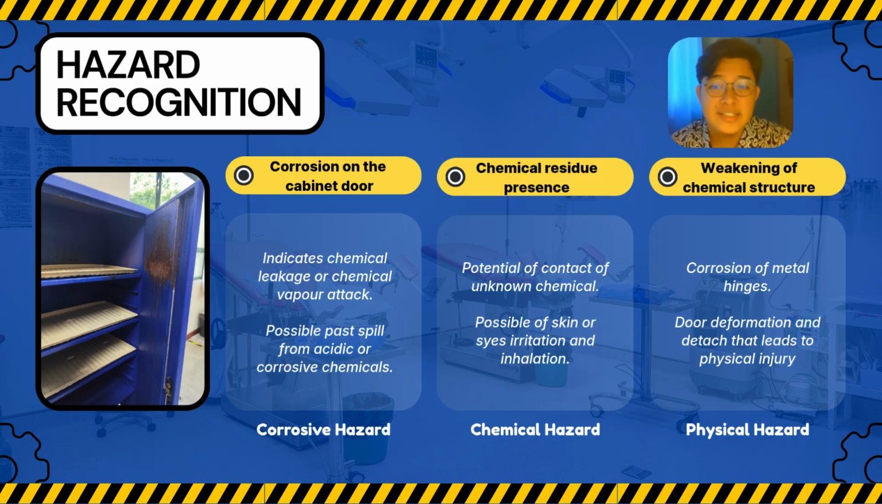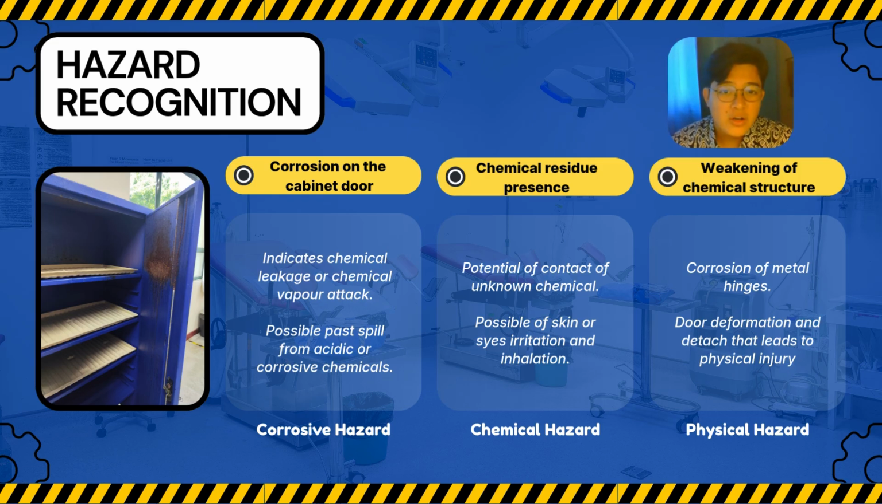First, we can clearly see the corrosion on the cabinet door, which indicates past chemical leakage or vapor attack. This suggests that acidic or corrosive chemicals were either spilled or not handled properly. The second one, there is a chemical residue on the surface. The issue here, we do not know the exact type of chemical, so there is a risk of irritation or eye injury if someone touches or disturbs the residue.